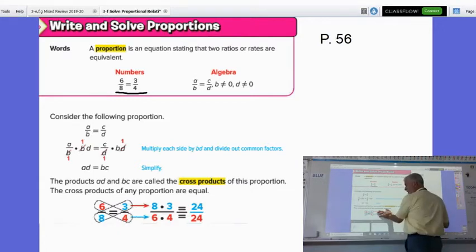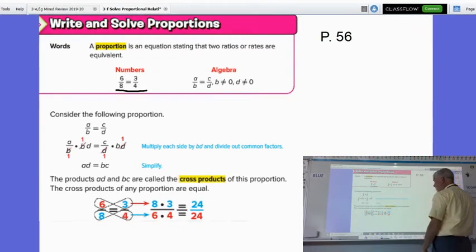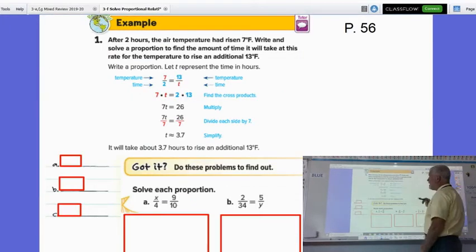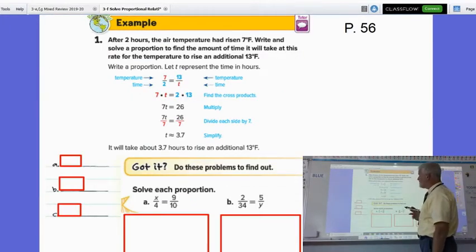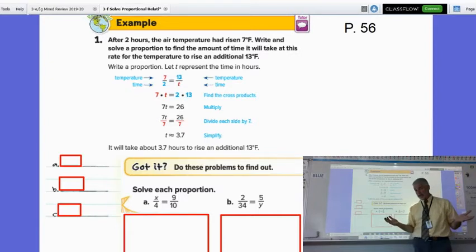I don't like writing them like this. This is not particularly useful, in my opinion. So we're not going to do that. I will show you instead how we are going to use this cross product process to solve a proportion.